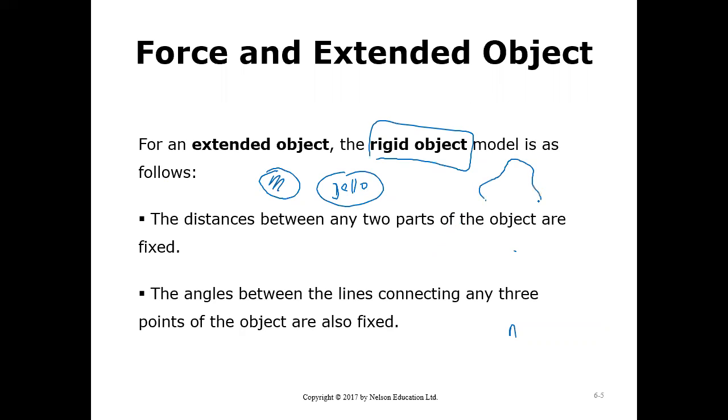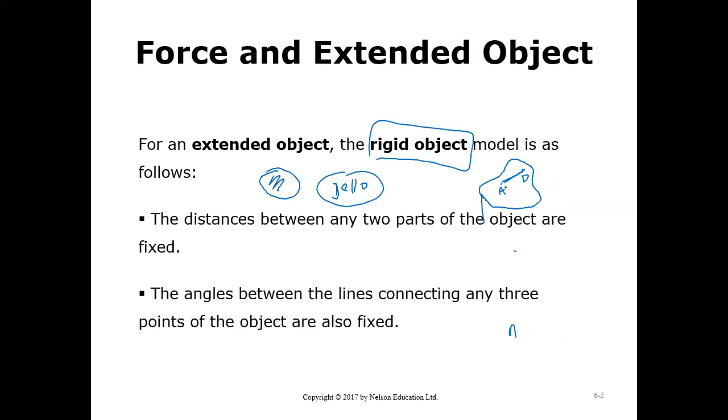Suppose we take an object and take 2 points in that object, A, B. The distance between A, B will remain fixed with time for a rigid object. If it is not a rigid object, it can change, like the wobbling in a jelly.